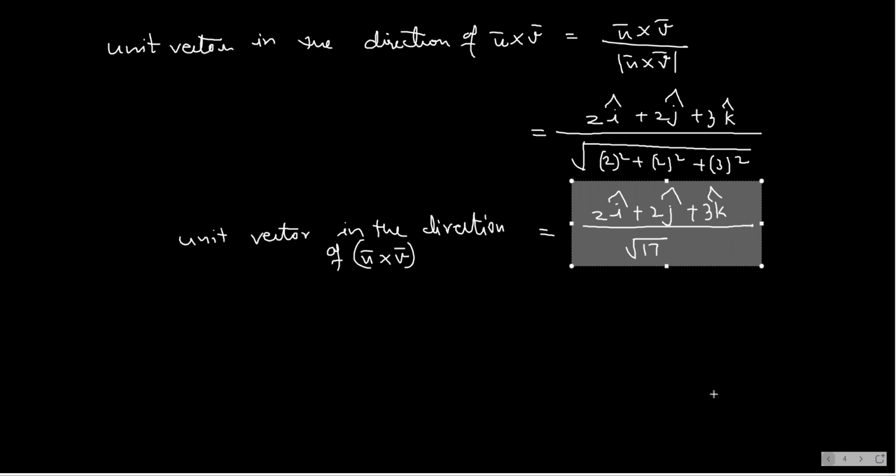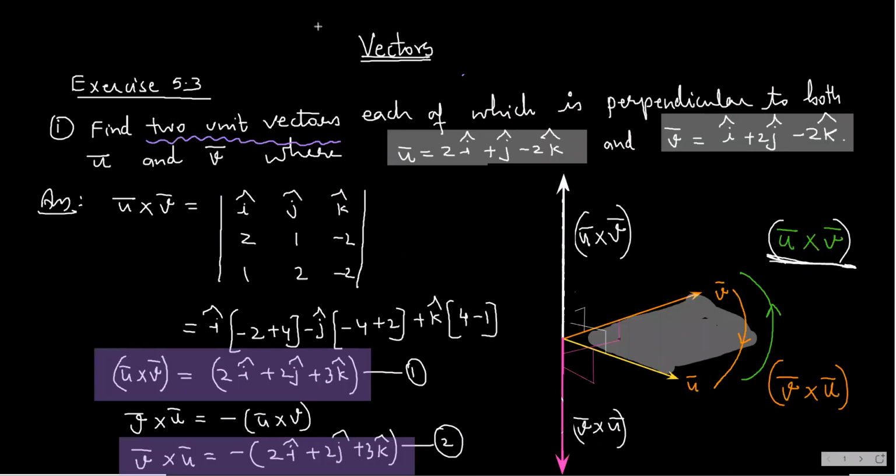So what I will now do, I shall find out the unit vector in the direction of this. See, I got a unit vector. Try to understand this. I got a unit vector which is perpendicular to u bar and v bar and upwards. Now I want a unit vector which is perpendicular to u bar and v bar and downward. For that, I will find out the unit vector in the direction of v bar cross u bar.